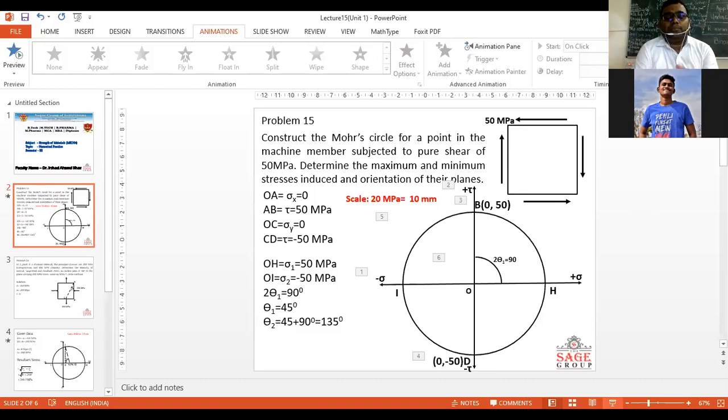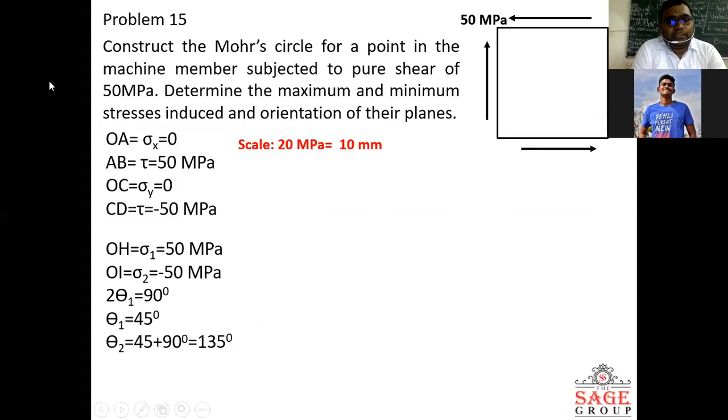Okay, so let's discuss this. We all know our tradition of how we solve the problem: first we write the given data. Here sigma x and sigma y are 0 because they are not mentioned in the question, so they are considered as 0, and tau is acting on each and every plane of this element. So we have taken it as 50 and minus 50.